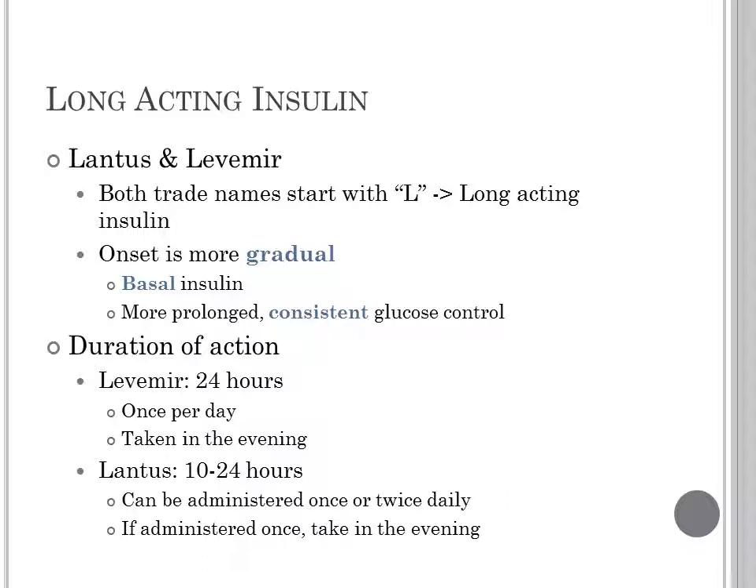Now in your outline, and I don't have it on the PowerPoint, but in your outline, there's a table that lays out the differences of the different types of insulin, just to help you disseminate this information and understand how it's similar and how it's different.